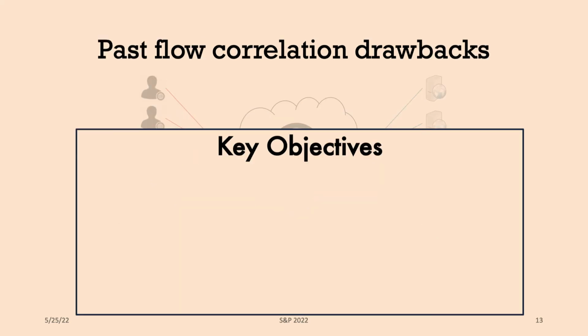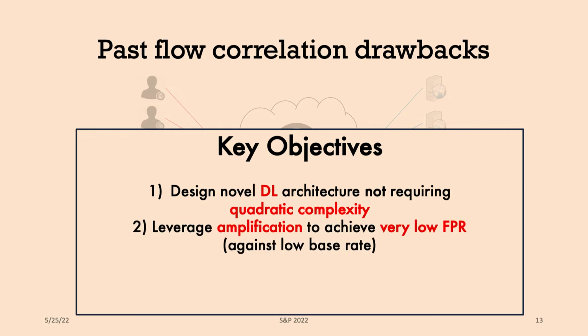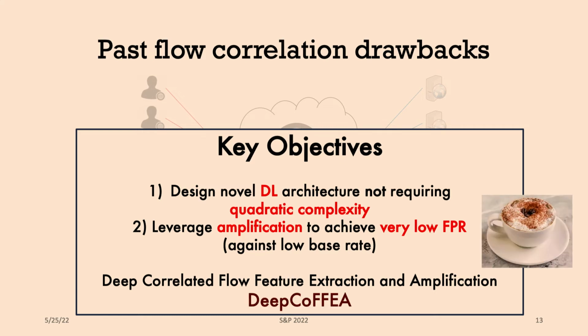So based on this observation, our research aims at 2 goals. First, develop a good deep learning architecture which requires linear complexity. And second, use a simple methodology to exponentially reduce the false positive rate. So here we propose deep correlated flow feature extraction and amplification, in short, DeepCoFFEA. Our attack is never ever related to coffee, but you can pronounce it as DeepCoFFEA.